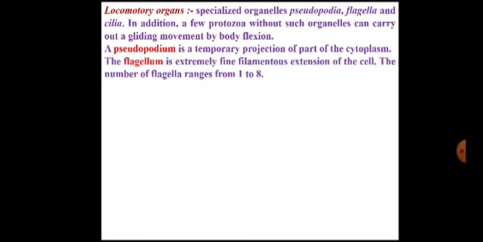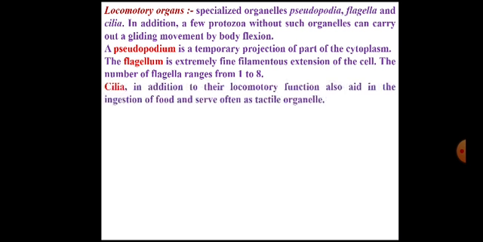These movements are called gliding movements. A pseudopodium is a temporary projection of part of the cytoplasm. The flagellum is an extremely fine filamentous extension of the cell. The number of flagella on the protozoan body ranges from 1 to 8. And the third type of locomotory organ is cilia, which are small projections present outside the cell membrane.